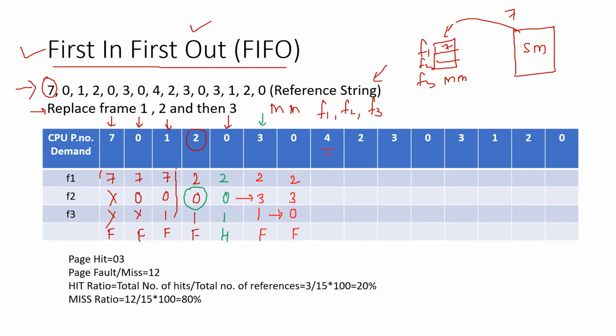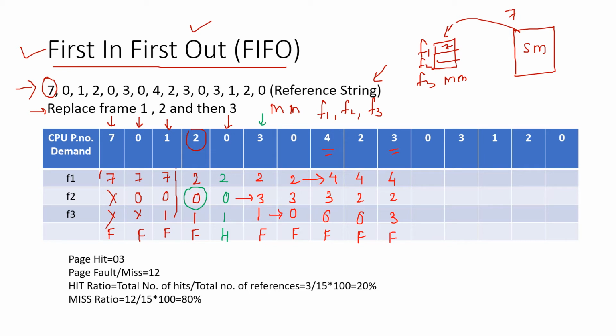Next page is 4. 4 is not there here, so it's a page fault again. Now which frame will you replace? Just now we have replaced frame number 3. Now we have to replace frame number 1. So you will write 4, 3 and 0. Next page is 2. Now we will replace frame number 2, so we will write 2 here. Again it's a fault. Next page number 3 will replace frame number 3.